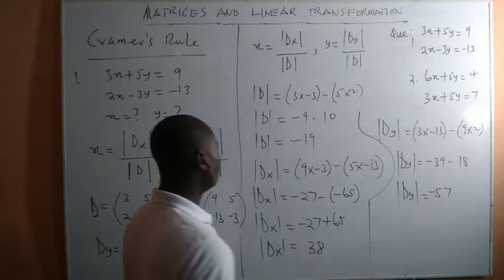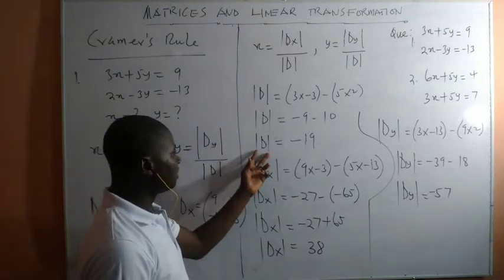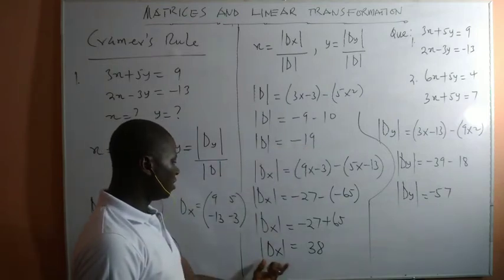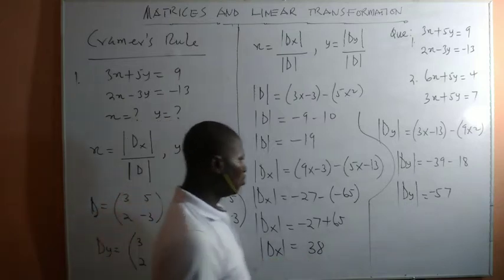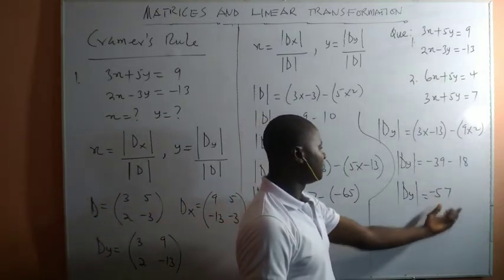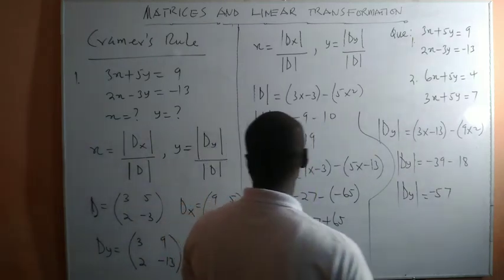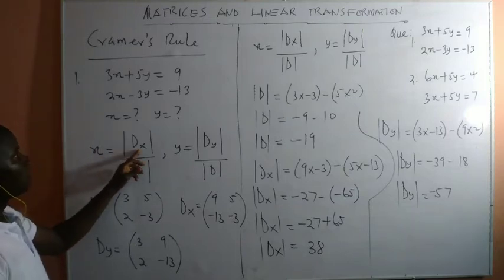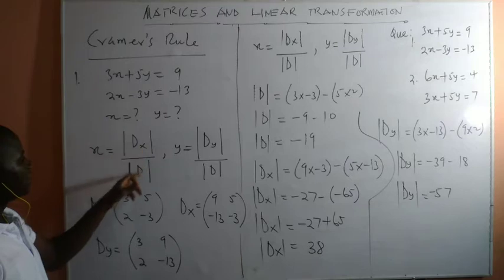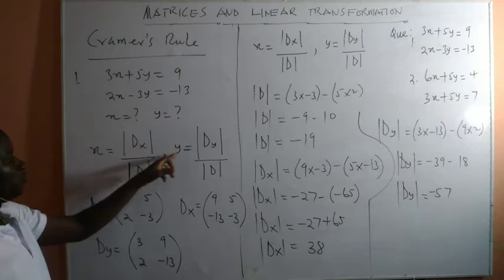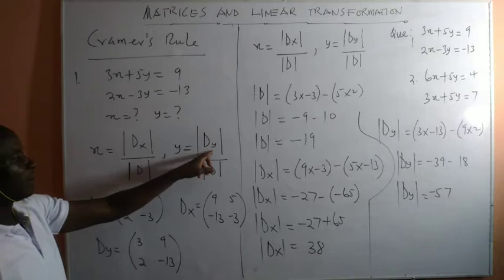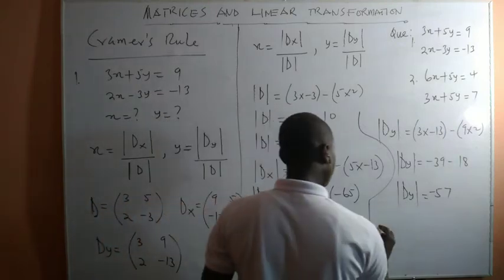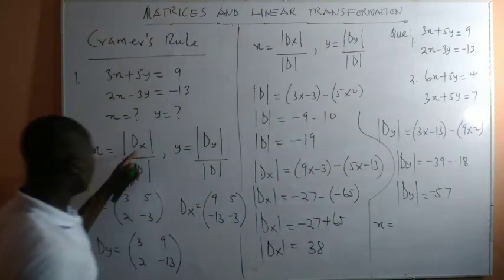So now we know the determinant of the matrix D, that's the coefficient matrix, is minus 19. Then we know the determinant of the x matrix to be 38, and the determinant of the y matrix to be minus 57. So if you want to find x, it is equal to the determinant of the x matrix divided by the determinant of the coefficient matrix, and y is equal to the determinant of the y matrix divided by the determinant of the coefficient matrix. So now if you want to find x, x will be equal to the determinant of the x matrix.